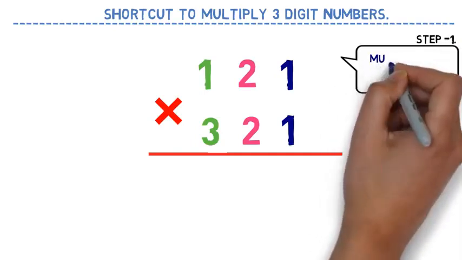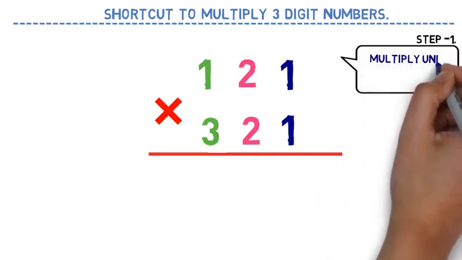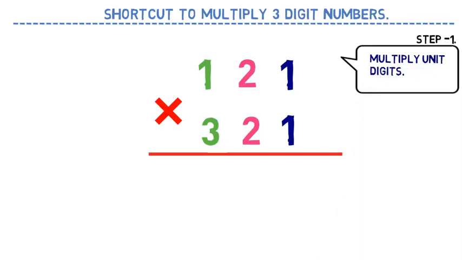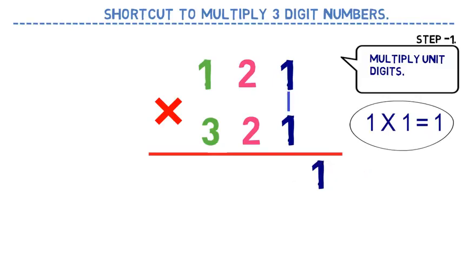In the first step, we'll multiply both the unit digits. Here we have 1 and 1, which are in blue color. 1 into 1 is 1. The result will come at the unit place.